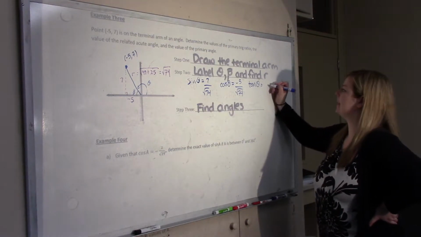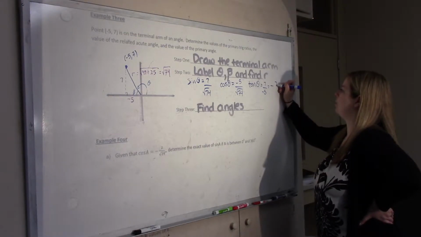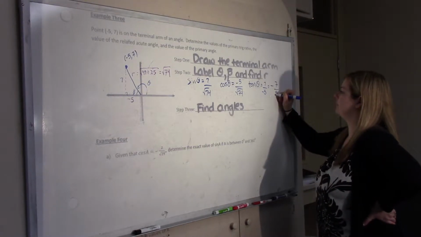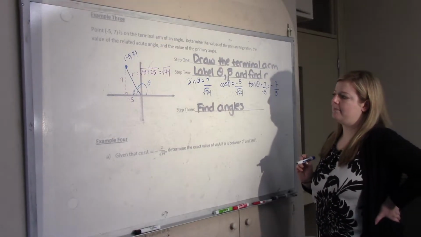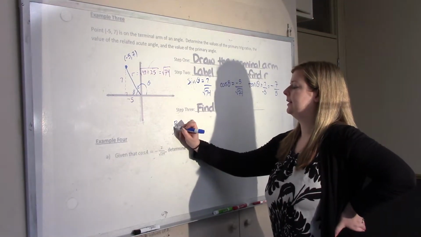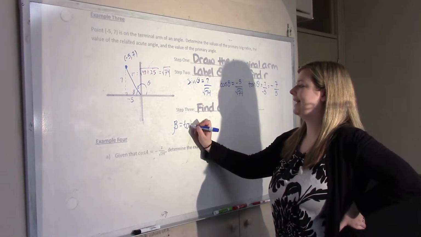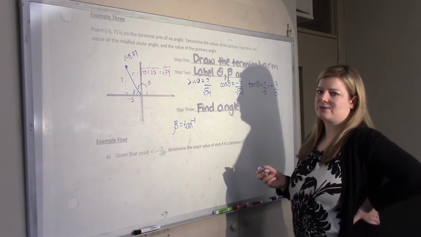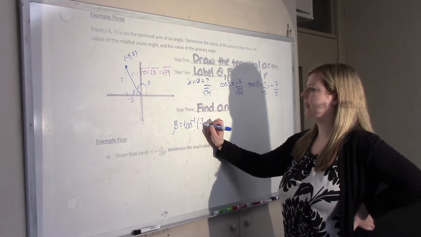So 7 over negative 5, but we just rewrite it as the whole thing being negative, so negative 7 over 5. So now we need to find the angles theta and beta. Okay, we always find beta first. So beta, let's do the inverse tan this time, the inverse tan, just because it has no square root in it, of 7 over 5.